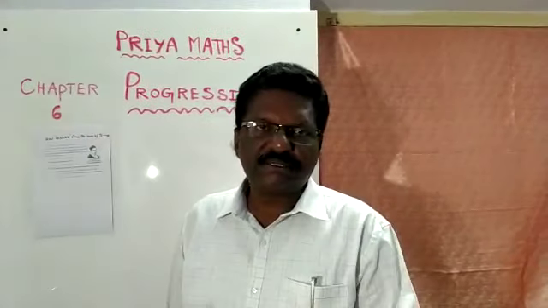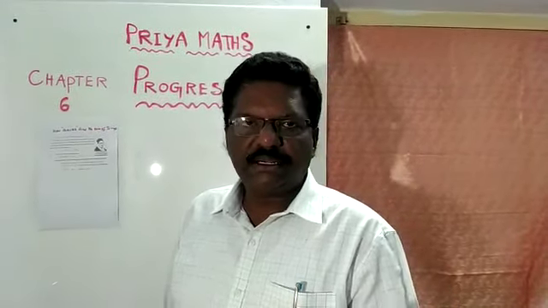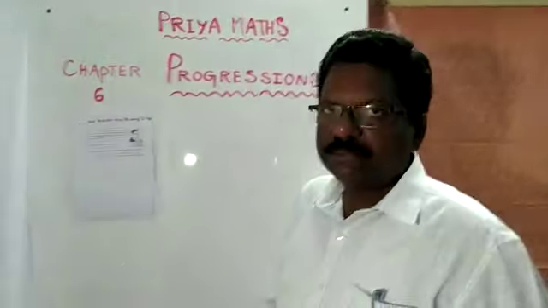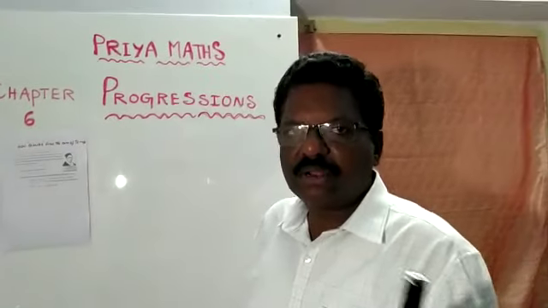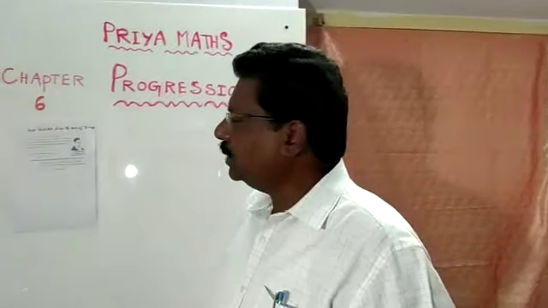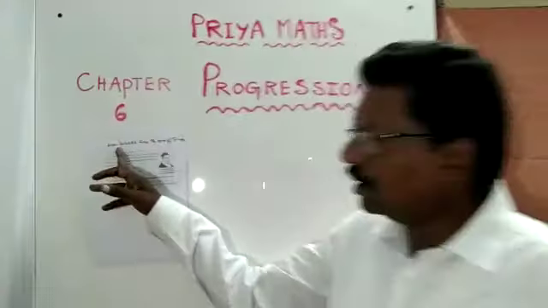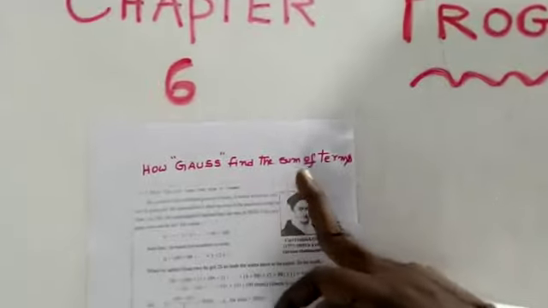Today we are going to discuss the progressions important problems, 4 marks and 2 marks. Look into the board. Already we discussed the arithmetic progressions. We had explained some important problems in the previous exercise. Today we are going to learn how Gauss, the mathematician, found the sum of the terms.